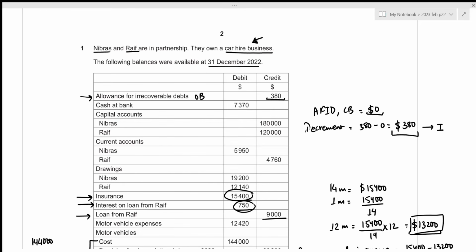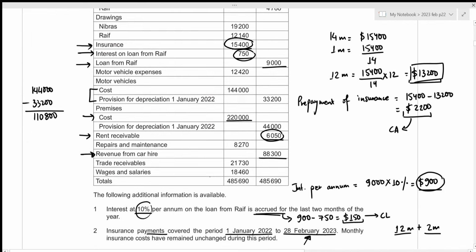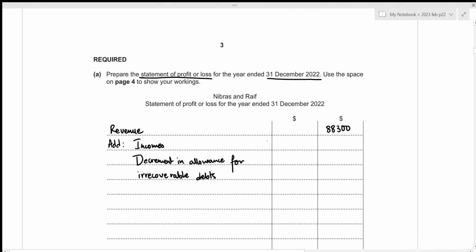So we can just move towards the next part, which would be to add all of our incomes and subtract all of our expenses. And we have already figured out that there was a decrement in allowance for irrecoverable debt, which will act as our income in this case. So let's add it. That will be our income section. And we have already figured out its amount to be 380. So that's the amount to be included in our statement of profit or loss.